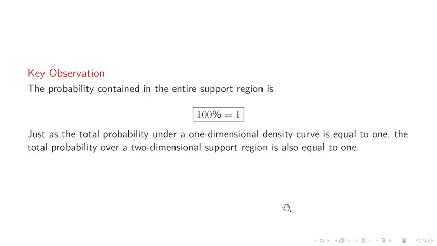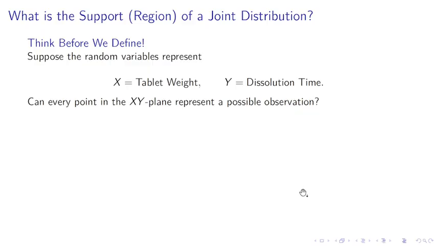The key observation is that the probability contained in the entire support region must be equal to 1. Just as the total probability under a one-dimensional density curve is equal to 1, the total probability over the two-dimensional support region is also equal to 1. Think before we define.